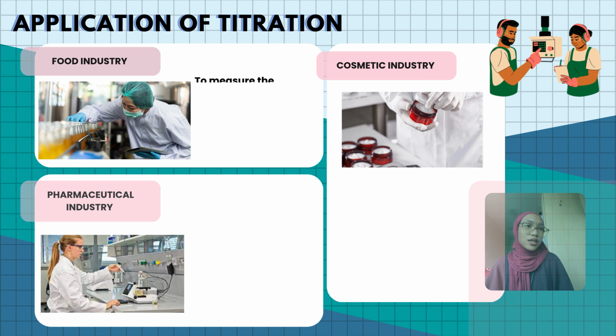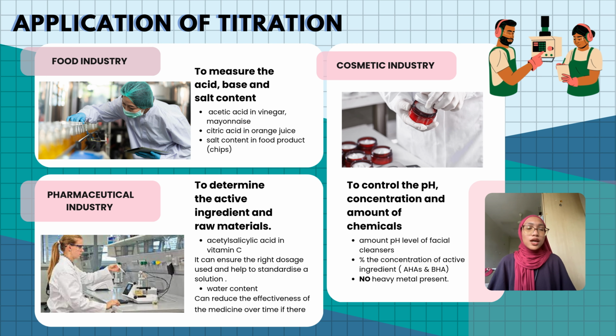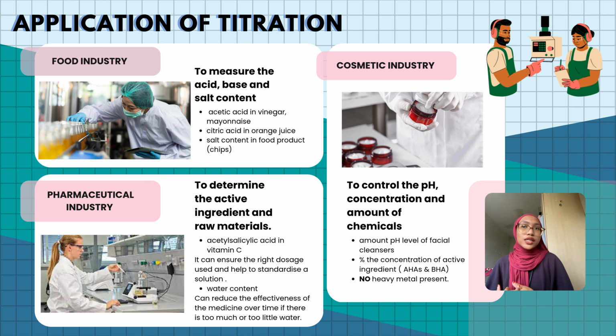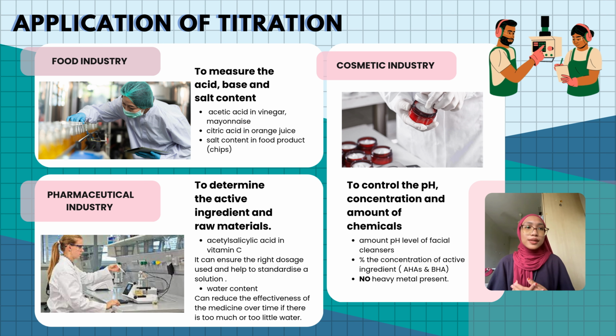Makes our lives easier. For example, we have food industry, pharmaceutical industry, and also cosmetic industry. Let's take a look at the food industry first. Titration is used in the food industry to measure the acid, base, and the salt content. For example, acetic acid in vinegar and mayonnaise, citric acid in orange juice, and also salt content in food products such as chips.